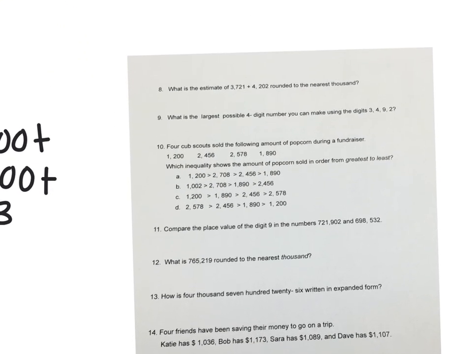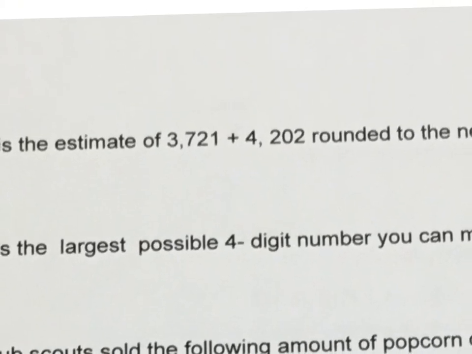Number 8, what is the estimate of 3,721 plus 4,202 rounded to the nearest thousands? The first thing I need to do is round both of these numbers to the nearest thousands. So 3,721 to the nearest thousands. I'm going to underline my thousand, which is a 3. I'm going to look at its neighbor. That 7 tells me this 3 is going to go up to 4,000.